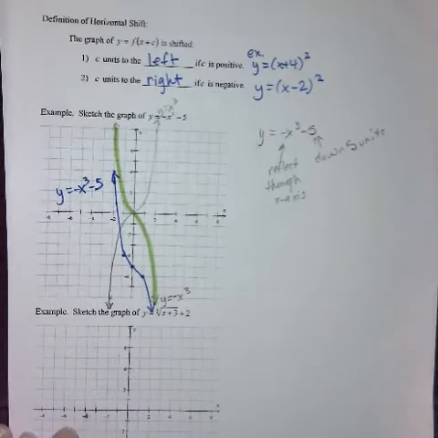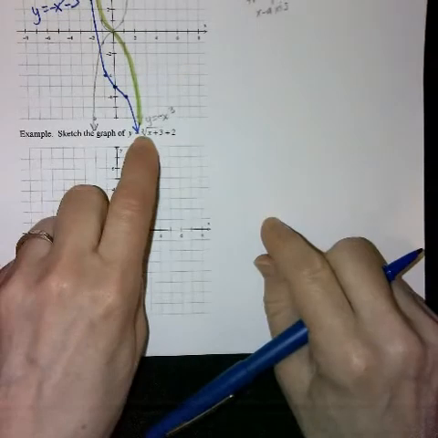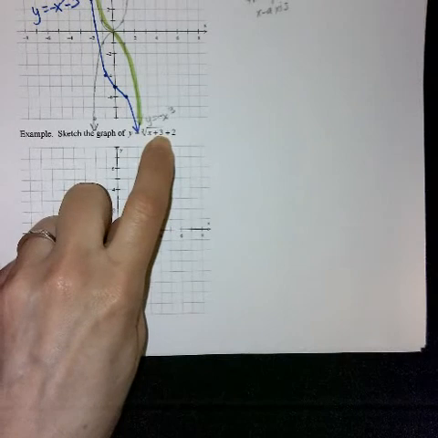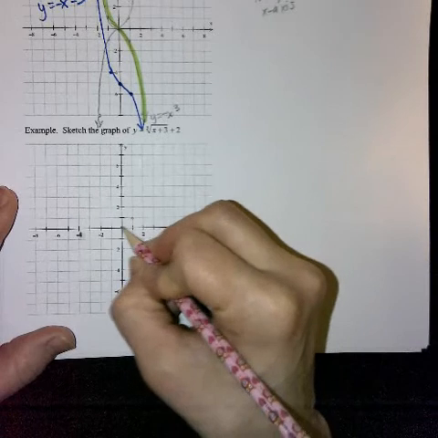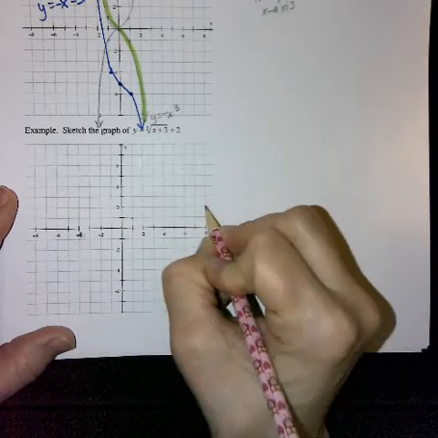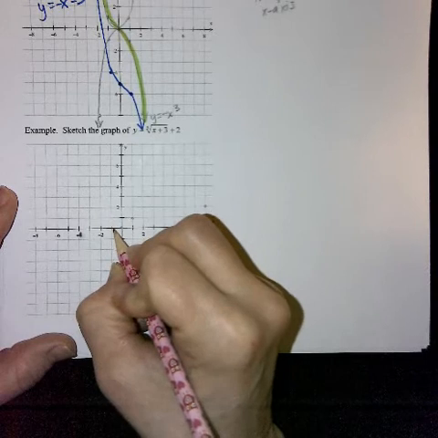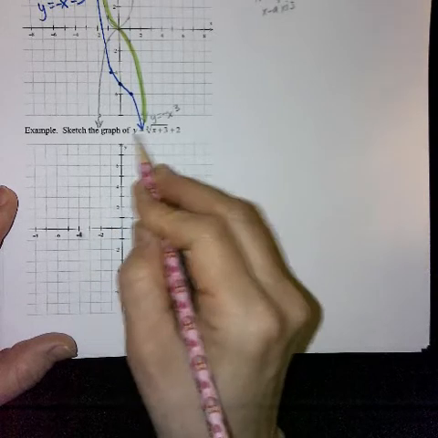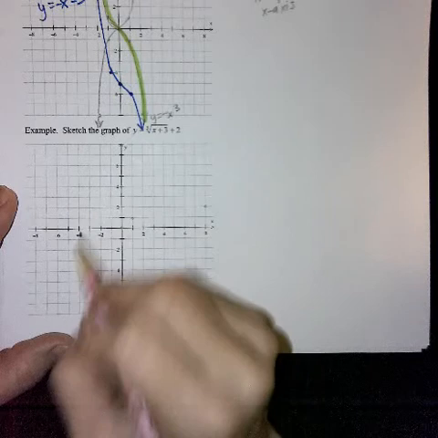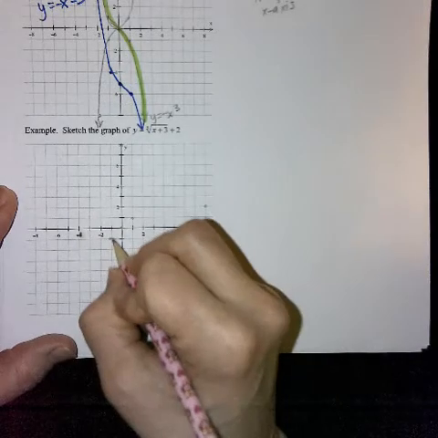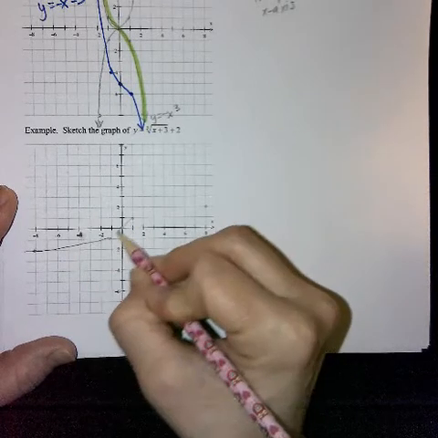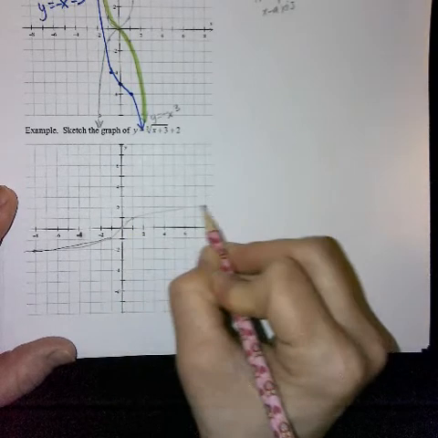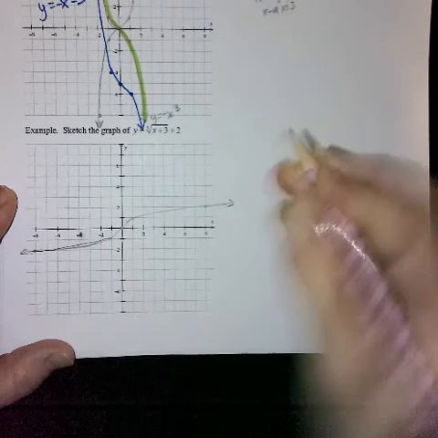Okay, the next one, this is the cube root function. So we want to start with y equals the cube root of x, which looks a lot like y equals x cubed. Sorry if I said that wrong. Okay, so here we have our original. Whoops, and I almost wrote x cubed. It's cube root of x.